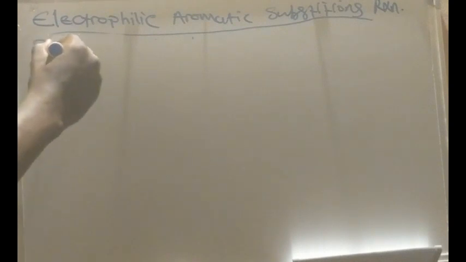The second reaction, aromatic substitution reactions, is sulfonation. In sulfonation, we use either sulfur trioxide or sulfuric acid as our reactants. So without further ado, let's look at the reaction.